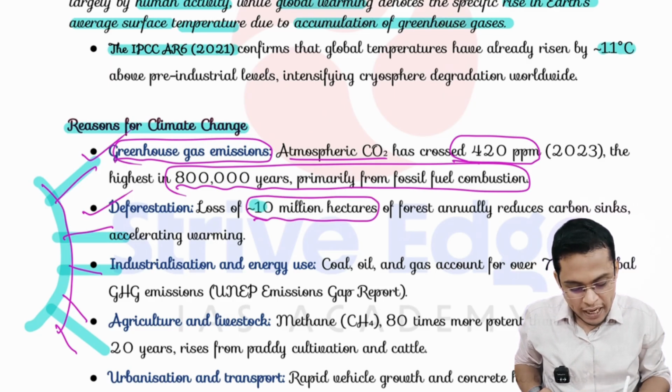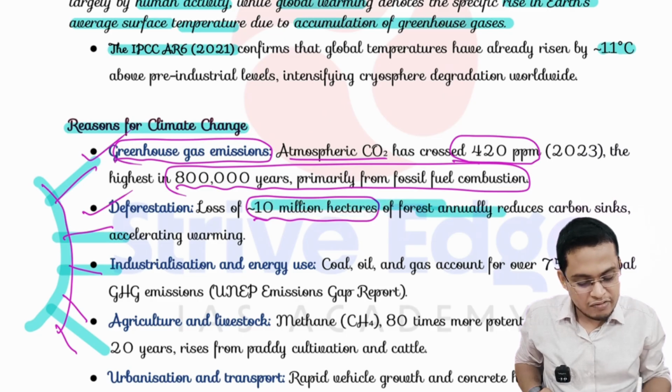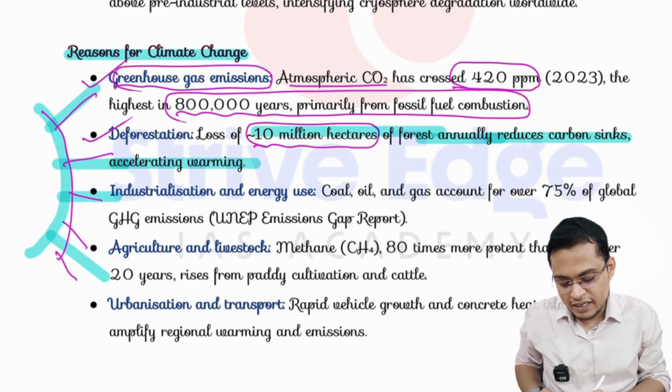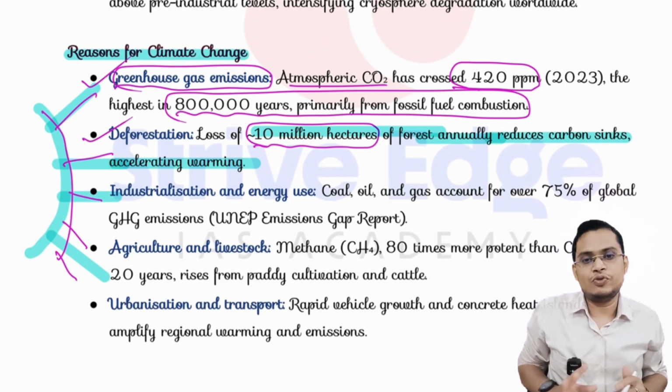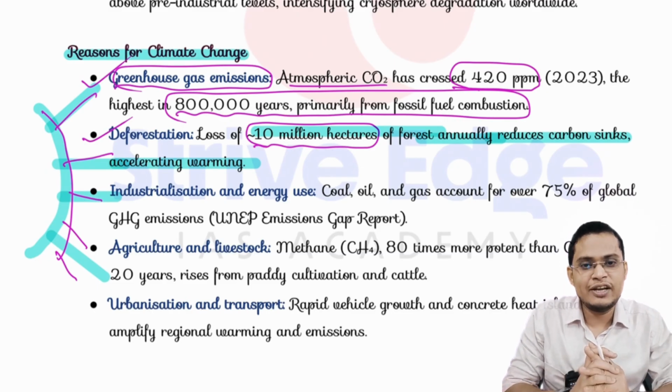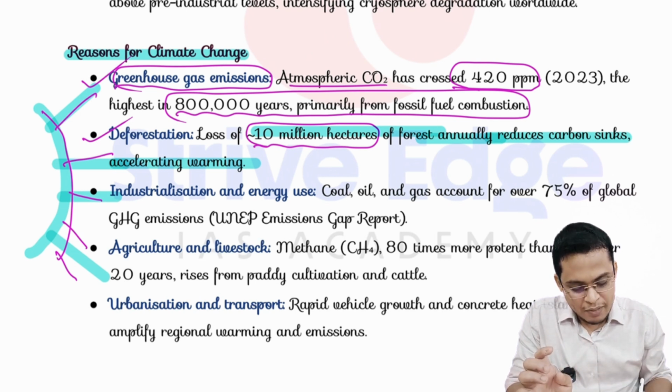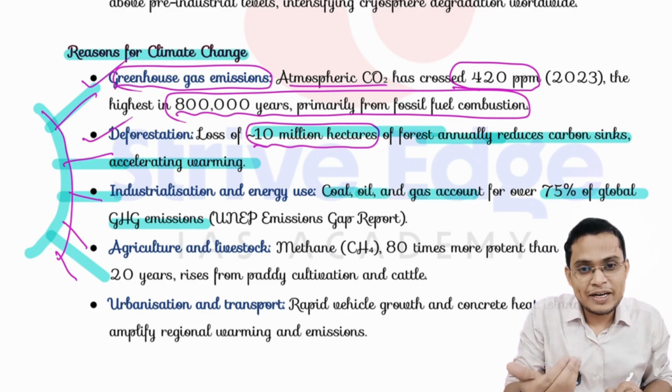You can see it, 1 crore hectares of forest annually, reducing the carbon sink, accelerating the global warming. Next is industrialization and energy use. So we need ACs, we need a lot of power machines. So for that we are burning a lot of coal energy. For example, 75% of the global greenhouse gas emission is coming from coal, oil and gas, because of burning of the fossil fuel.